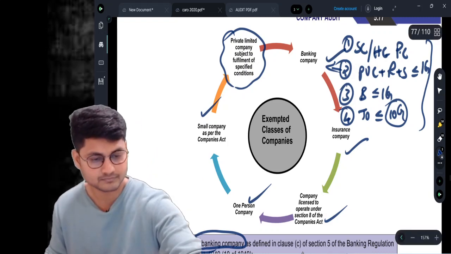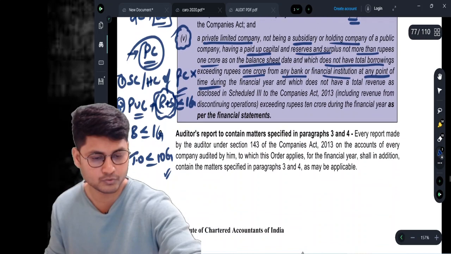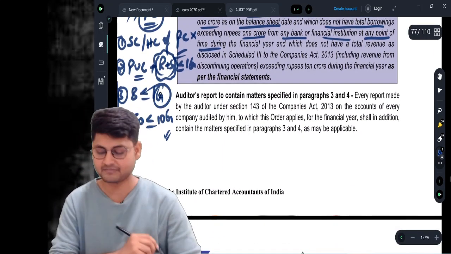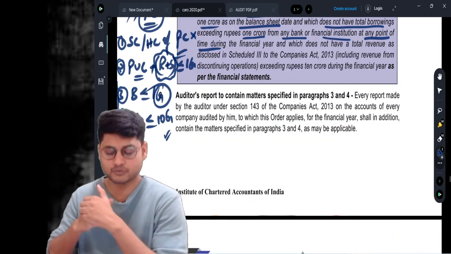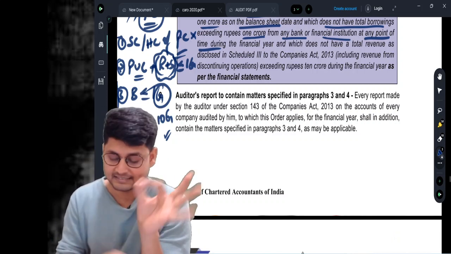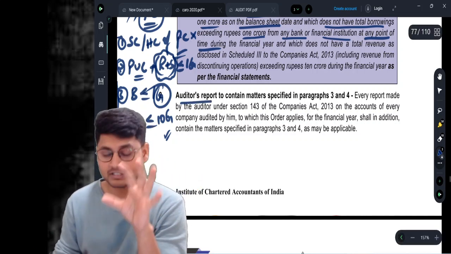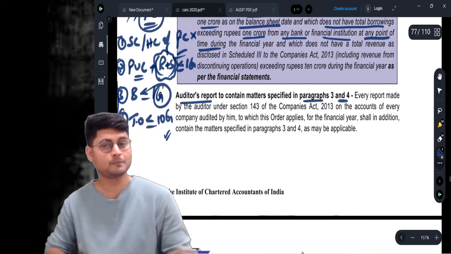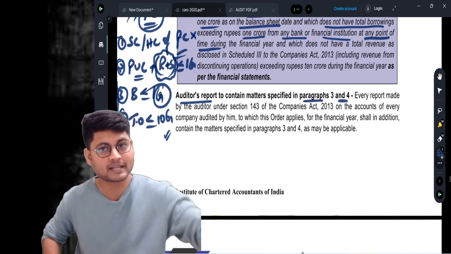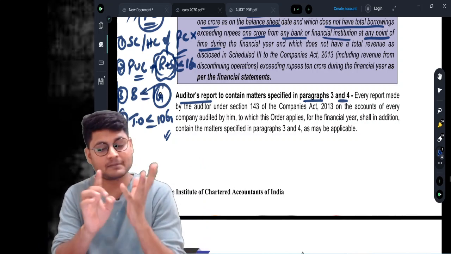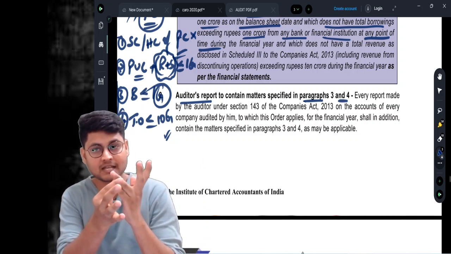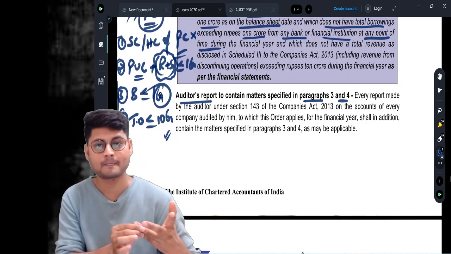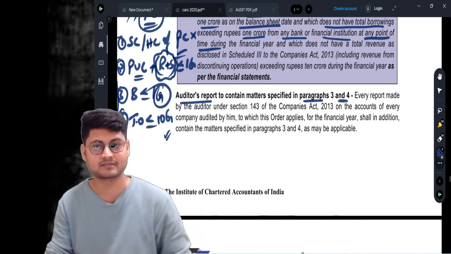Okay, done. With this, I want to go to the second paragraph. Here it is mentioned. This is the second paragraph in fact. What is the second paragraph showing? It says the auditor's report shall contain the matters which are specified in paragraphs number 3 and 4. So para 2 says follow para 3 and 4. There are certain things in para 3 and 4. Those are required to be reported in the auditor's report as an annexure. This is what it is saying.